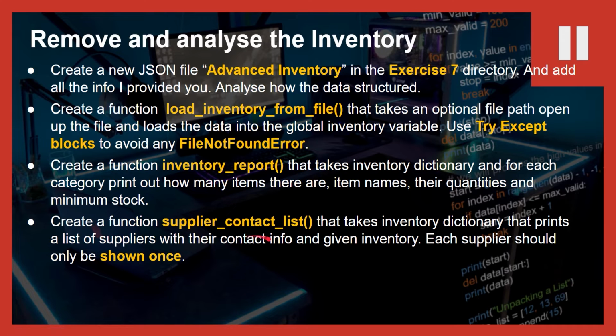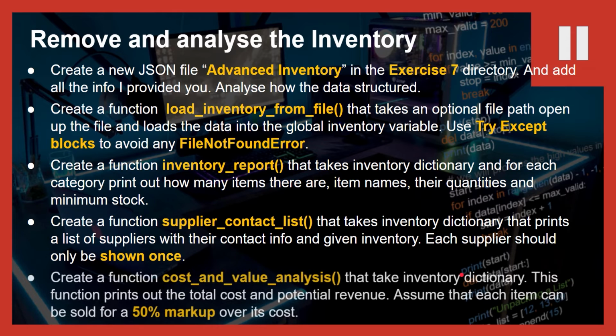Create a function supplier contact list that takes the inventory dictionary and then prints out a list of suppliers with their contact information and their given inventory. So each supplier should only be shown once. So you'll see, once you analyze the data from the advanced inventory that I provided you with, that there is something called a supplier, and some items have the same supplier. So you need to make sure that a single supplier is not printed out twice. Very important.